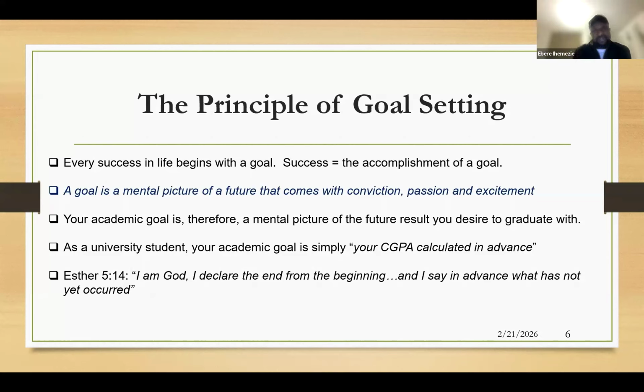And then, of course, it's not just an abstract goal. I want to graduate with 5 points. I want to graduate with 4.8 CGPA. No, it's beyond that. And the principle, the techniques of doing that is what we're going to talk about next. But in summary, your academic goal is that mental picture of the kind of results you want to graduate with.